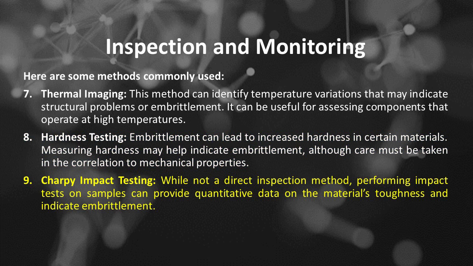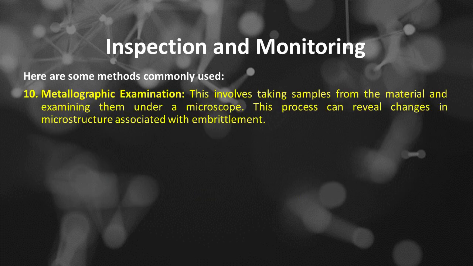Number 9 is Charpy impact testing. While not a direct inspection method, performing impact tests on samples can provide quantitative data on the material's toughness and indicate embrittlement. Number 10 is metallographic examination. This involves taking samples from the material and examining them under a microscope. This process can reveal changes in microstructure associated with embrittlement.